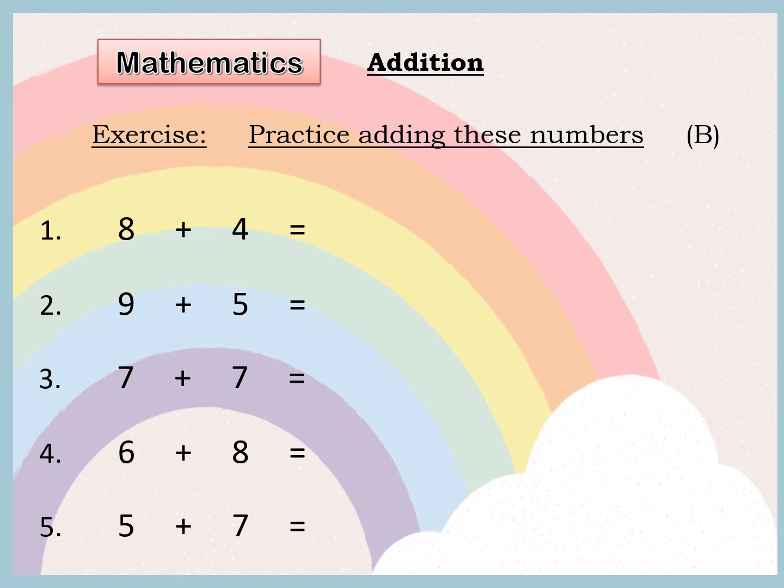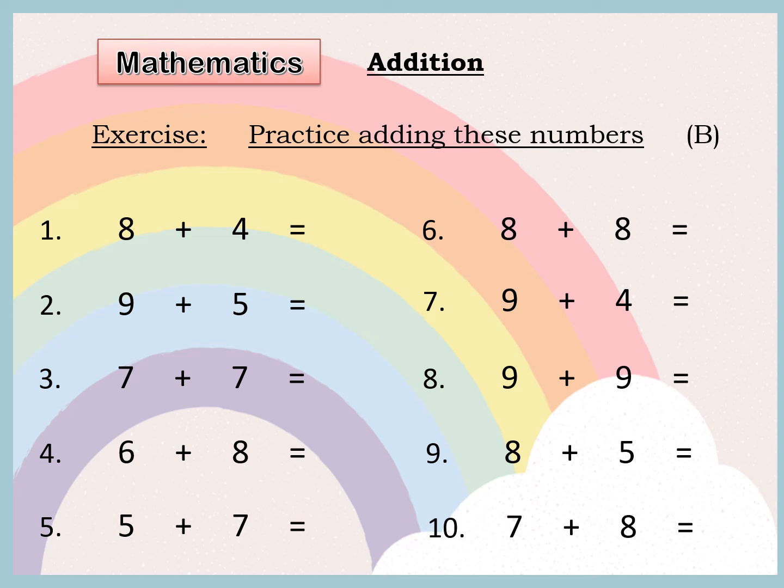number 6, we have 8 plus 8, number 7, we have 9 plus 4, number 8, we have 9 plus 9, number 9, we have 8 plus 5 equals. And the last number in exercise B, we have 7 plus 8.